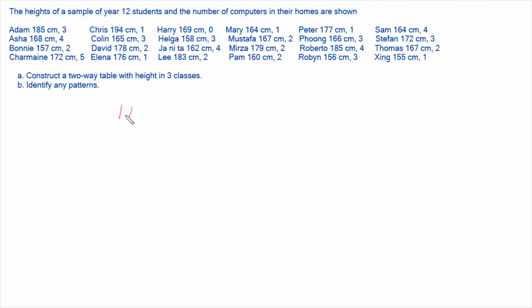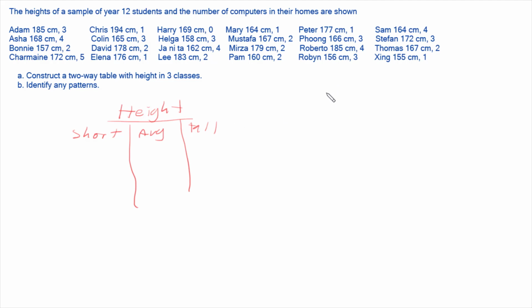So if I think about the height, my 3 classes are probably going to be short, average, or tall. Because most people are either on the short side, around average, or tall. I've just got to define what those classes are.